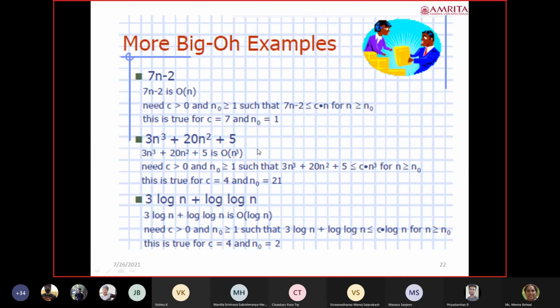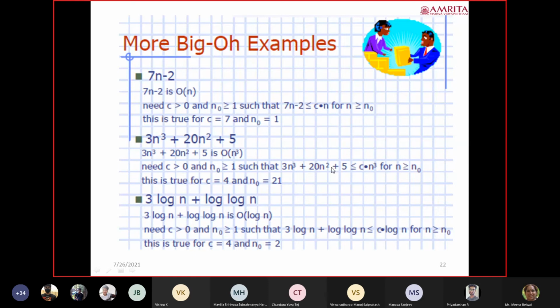Right? Why? Because we leave the constant term, and we also ignore the lower order term. So the highest order term is n cube, so it is going to be O of n cube. But you need to prove this. C should be greater than 0 and n0 should be greater than or equal to 1. f(n) is less than or equal to C of g(n).